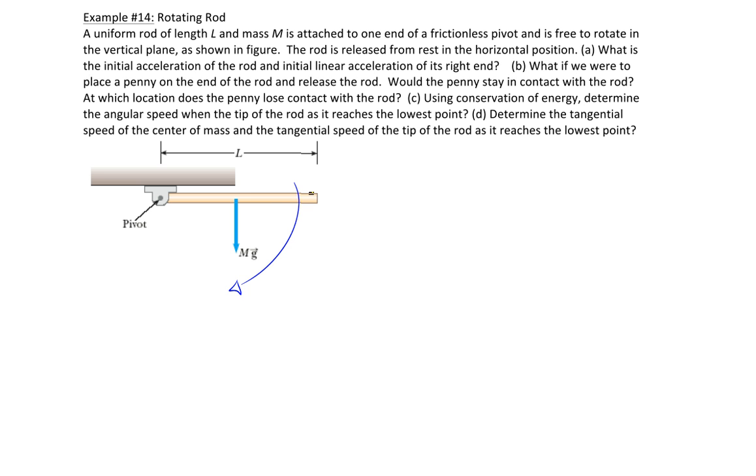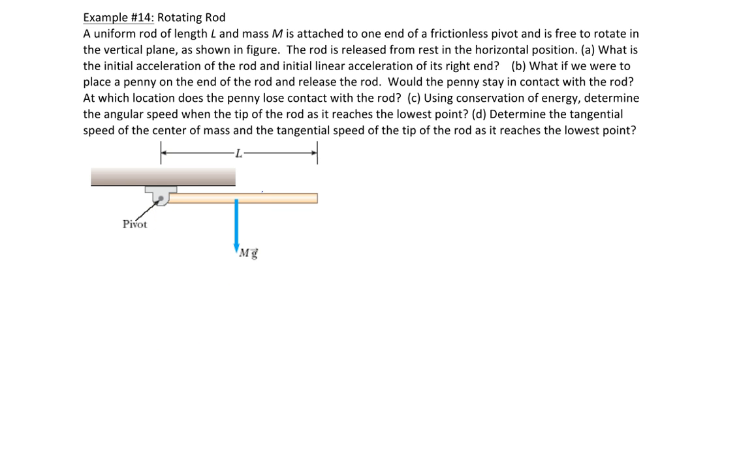B, if we were to place a penny right here at the very end of the rod, would that penny stay in contact with the rod? If it does lose contact with the rod, where would you place the penny on the rod so that it does stay in contact with the rod? Part C is asking about using conservation of energy to determine the angular speed when the rod gets to the very bottom over here. What would be the angular velocity and what would be the linear velocity, both of the center of mass and the very tip of the rod down here.